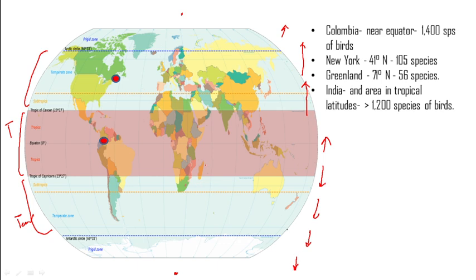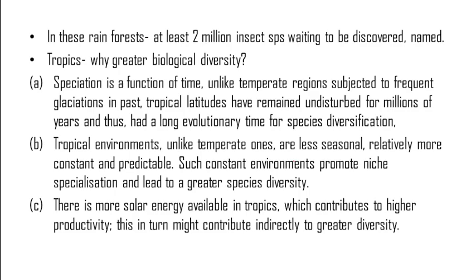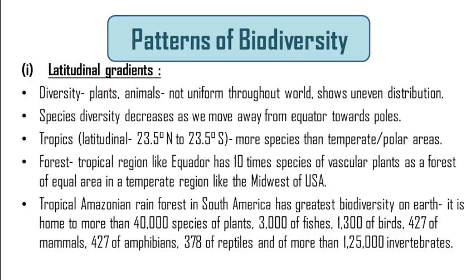Why? Because the conditions are not favorable. There is more rainfall and more temperature in the tropical region. Therefore, the biodiversity is high in the tropical region. So basically, the diversity we find in plants and animals is not uniform throughout the world. It shows uneven distribution. Species diversity decreases as we move away from the equator towards the poles.